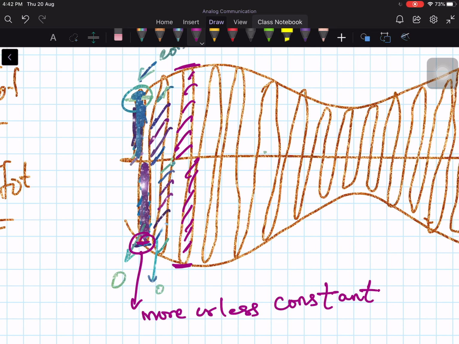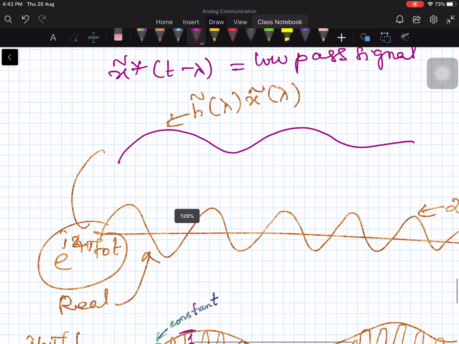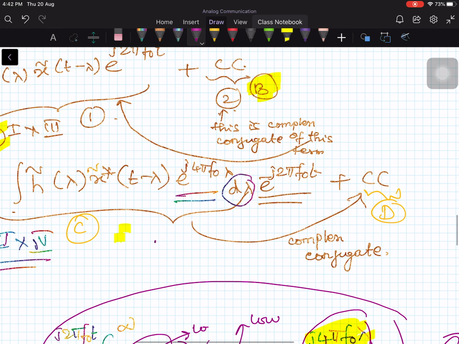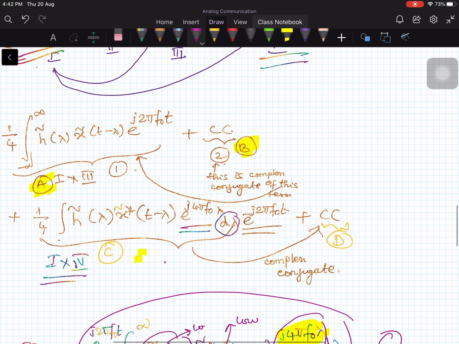So therefore over one cycle the integral is 0. Repeat this argument for every cycle, therefore the integral becomes 0. So therefore the third term is going to be 0 out of the 4 terms. See, the C term is 0.